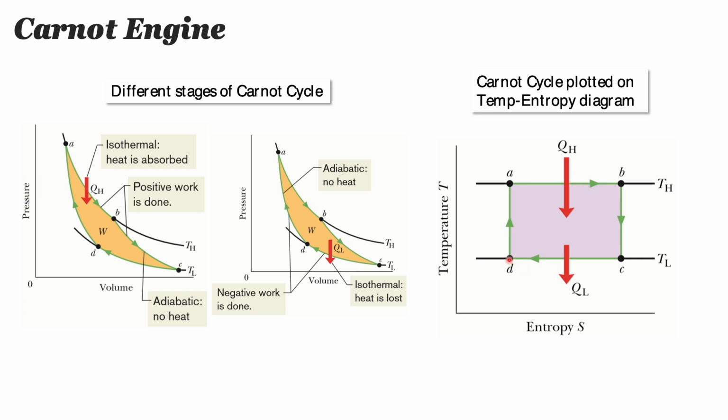And from D to A, again there is no transfer of heat energy involved in this process. This is an adiabatic process, therefore there is no change in entropy at all, and the system goes back to its initial state.